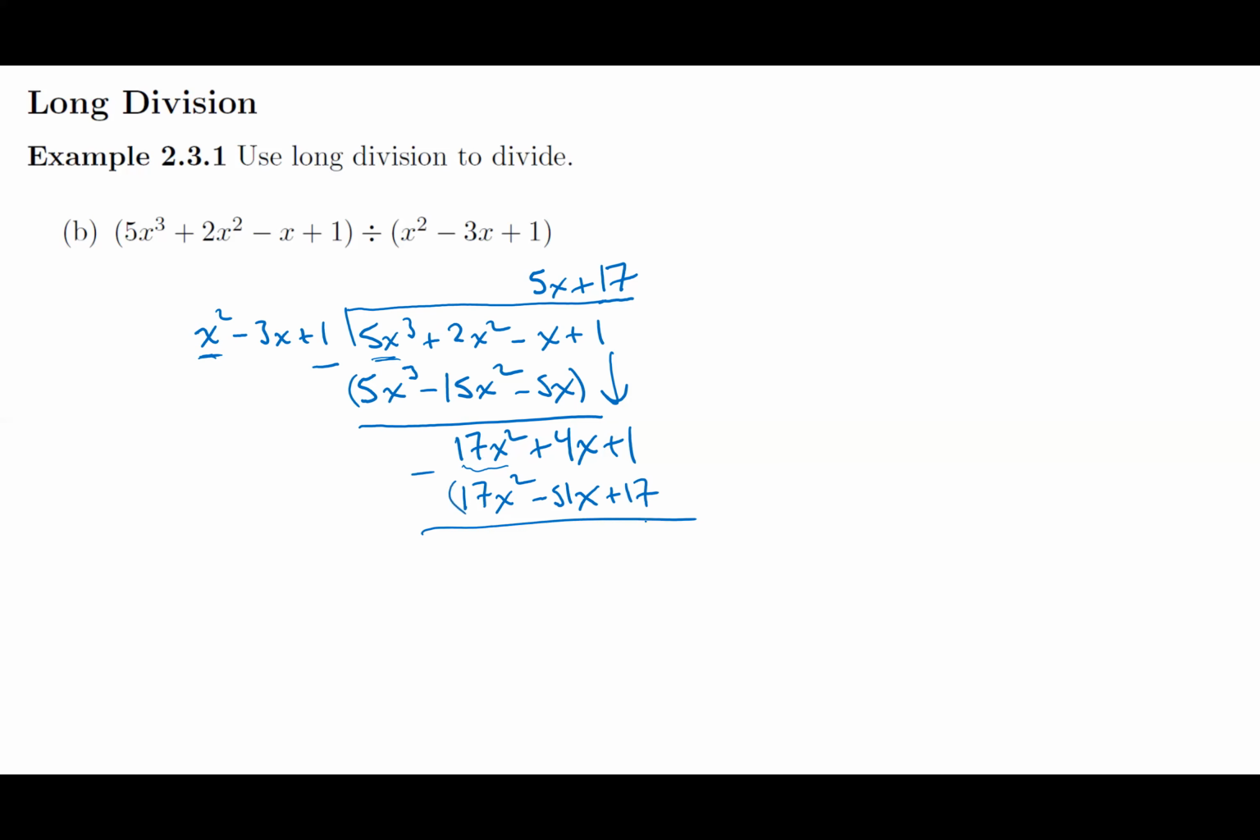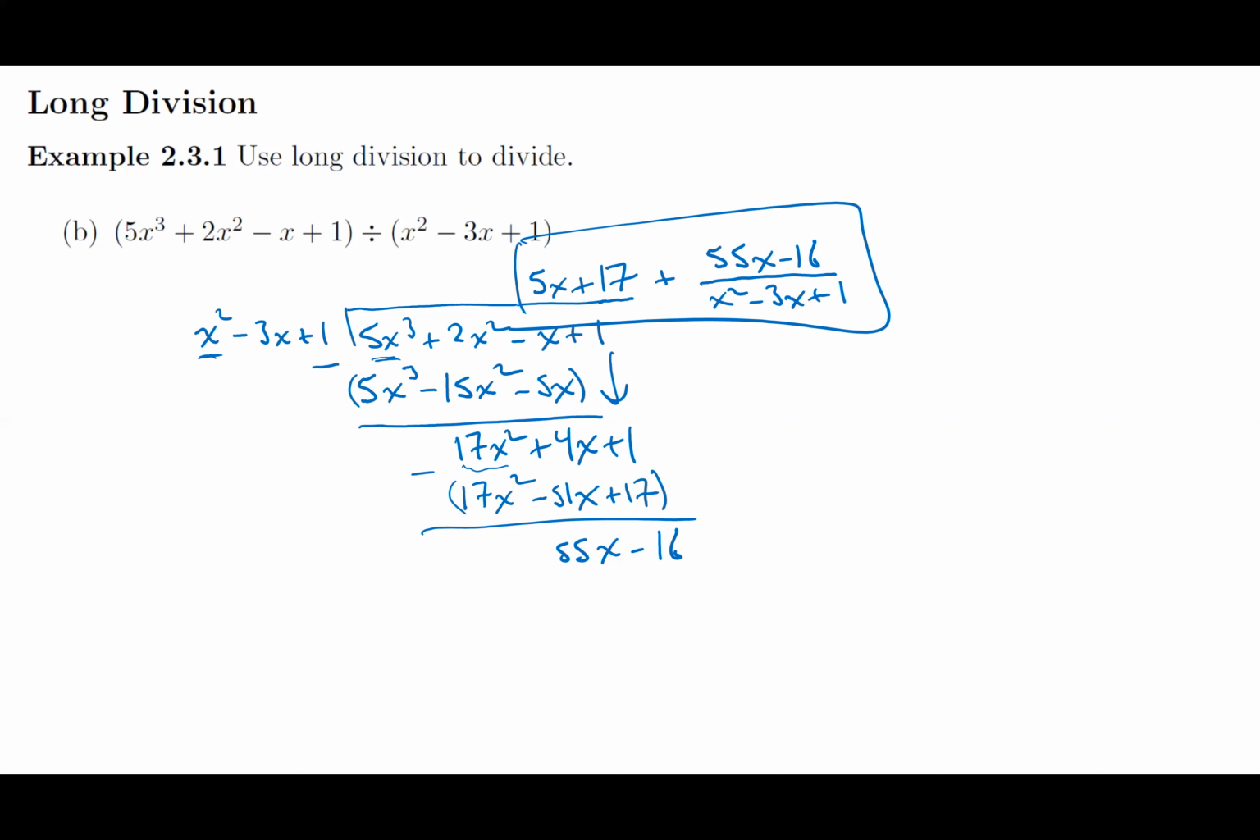And we subtract. 4x minus negative 51x is going to be 55x. And 1 minus 17, negative 16. And so here's how we write the remainder, 55x minus 16 over x squared minus 3x plus 1. There we have it.